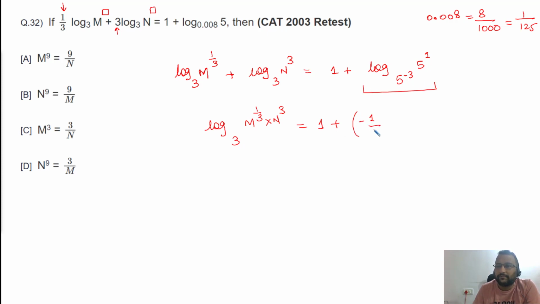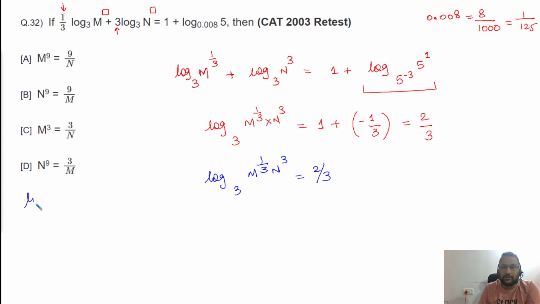1 divided by 3. So let's solve this further, which is going to be how much? 2 divided by 3. So over here log of m to the power 1 by 3 into n cube to the base 3 is equal to 2 by 3. Which property are we going to use now? Log of a to the base b is equal to x. It means the value of a is supposed to be b to the power x. So over here the value of m to the power 1 by 3 into n to the power 3 is supposed to be 3 to the power 2 by 3.